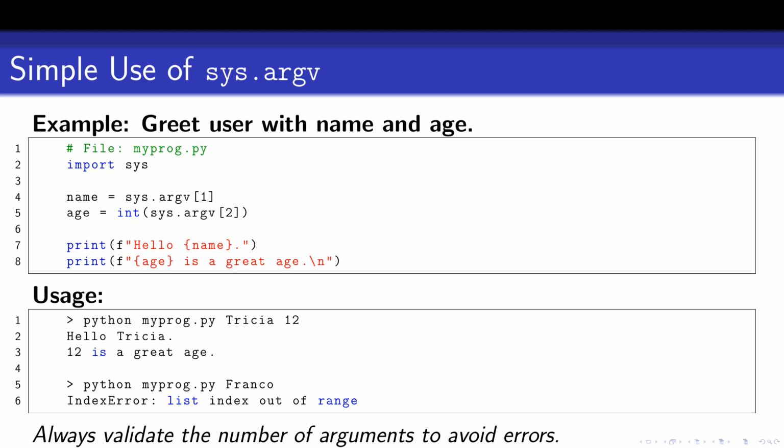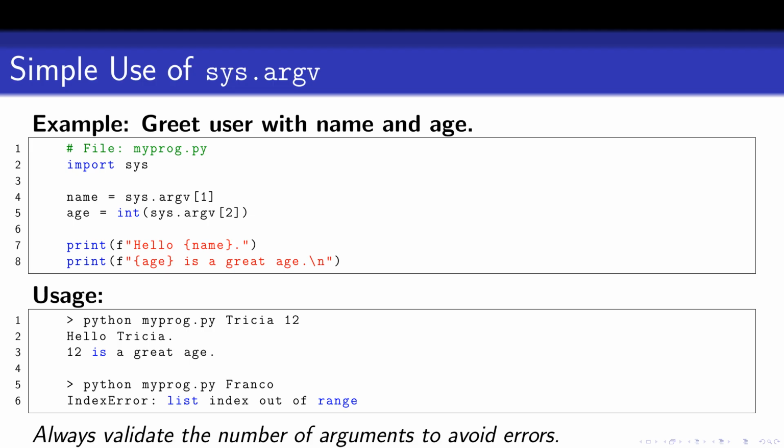This example demonstrates a simple use case: greeting a user based on their name and age, both provided as command line arguments. The program begins by importing the sys module, then retrieves the user's name and age using sys.argv of 1 and sys.argv of 2. The name remains a string, but the age is converted to an integer using int before being used. This example shows how easy it is to write interactive scripts that accept dynamic input at runtime.